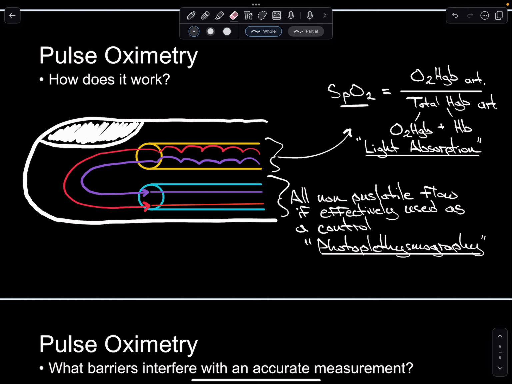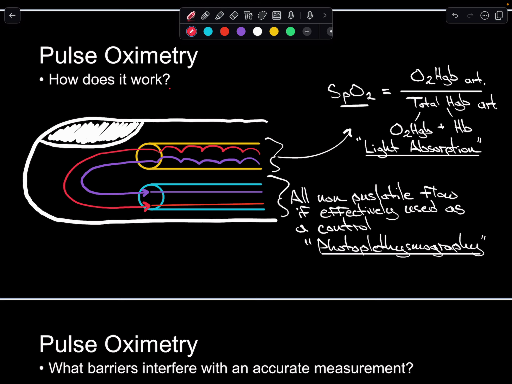So pulse oximetry uses the pulse ox clip that you see in every OR that goes on the patient's finger, and it reports a percent of saturated hemoglobin. So it's kind of interesting. You might get asked how this works.